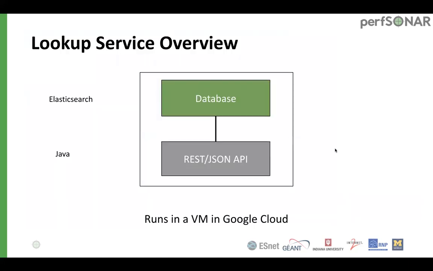Coming to the lookup service itself, it's actually a simple web service, and it has a REST JSON API in the front end and a database in the back end. Right now the REST JSON API has been written in Java, and the database is now Elasticsearch. And this whole lookup service runs in a virtual machine in Google Cloud, and we have monitoring and alerting set up. We just leverage the Google Cloud tools to monitor the health of the lookup service, notify in our perfSONAR Slack channel, as well as send us email alerts if the lookup service is down.